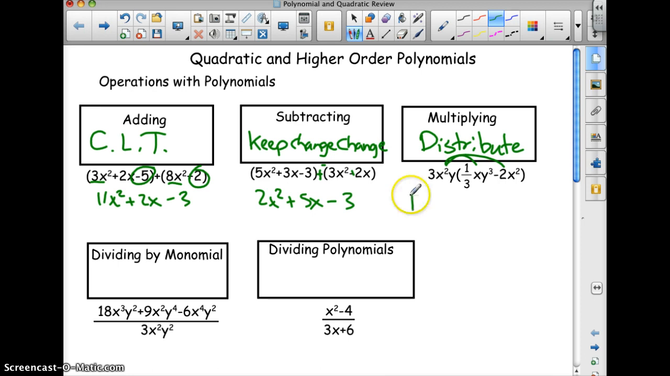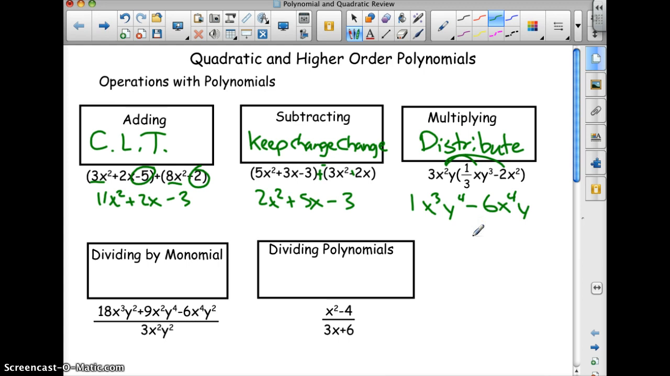3 times 1/3 is 1, x cubed, y to the 4th. And remember, properties of exponents here, when you're multiplying like bases, you add the exponents. And then that's going to be minus 6, x to the 4th, y. Yep, there we go. Okay, next, moving on.